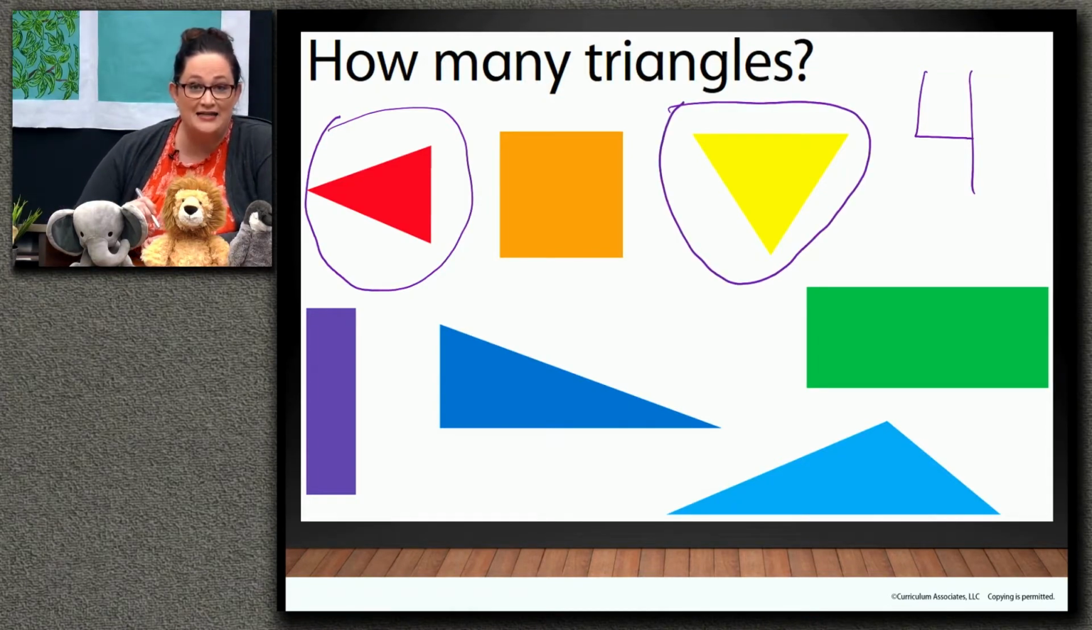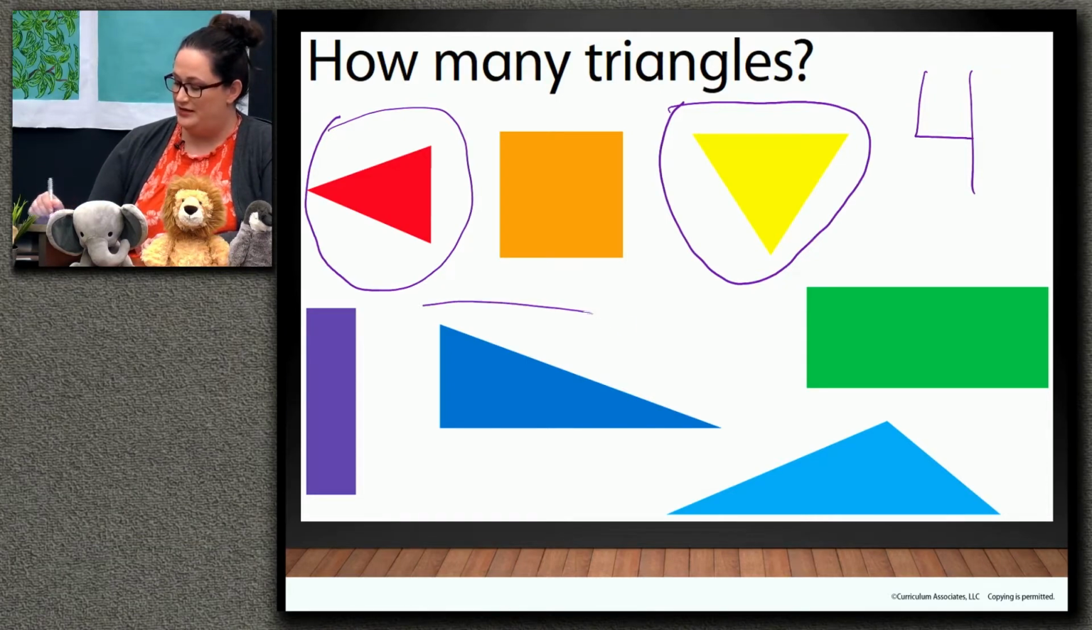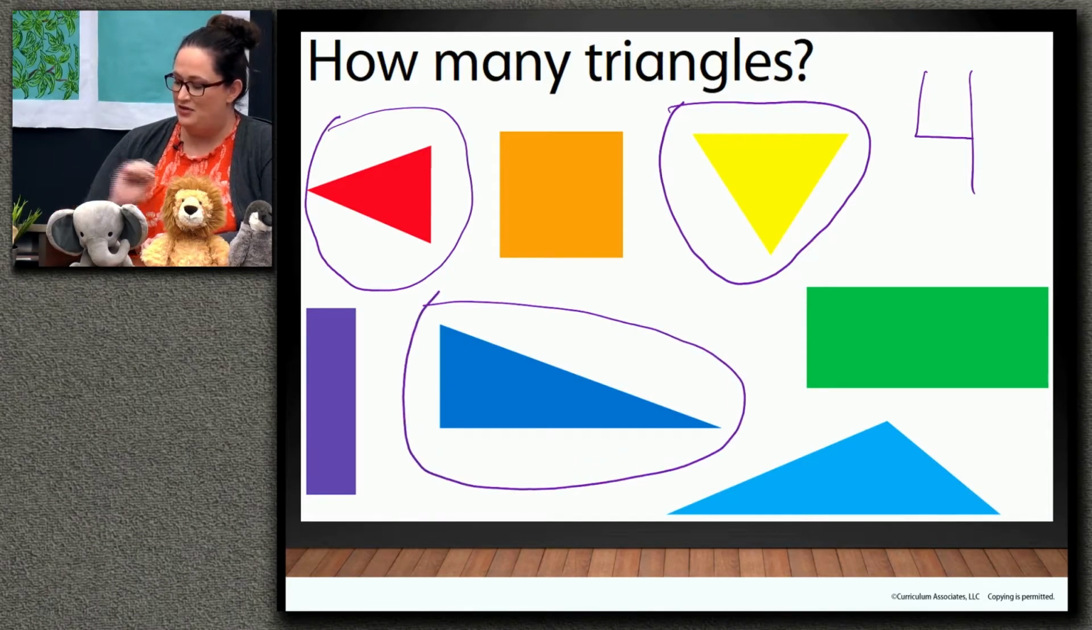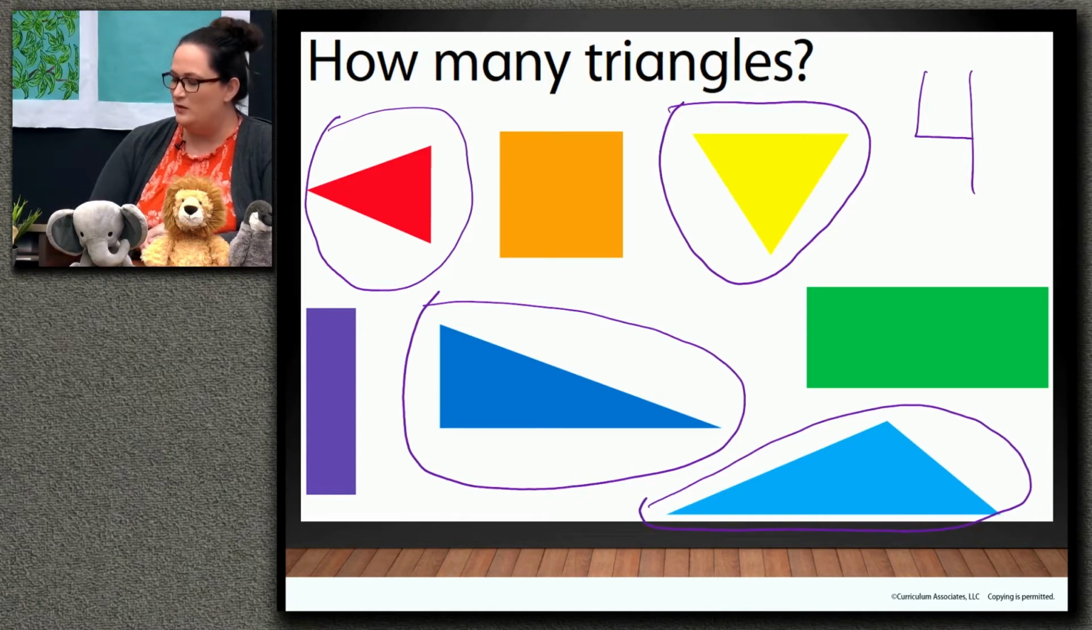3 straight sides that meet at 3 corners. This is a special kind of triangle. It's an equilateral triangle. All the sides are the same. 3 straight sides that meet at 3 corners.